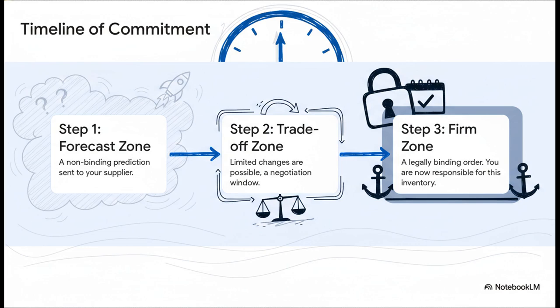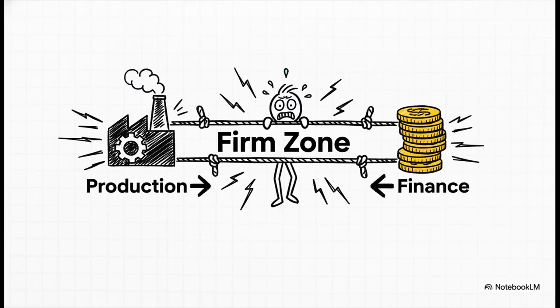And here's the brilliant part about how a scheduling agreement manages risk. It's not just one big order, it's a moving timeline. Far out in the future, you have the forecast zone. That's just a friendly heads up to your supplier, no commitment. A little closer in, you hit the trade-off zone, where maybe you can make some small changes. But then you hit the firm zone, and the moment an order enters this window, boom, it becomes a legally binding commitment. So you see, the firm zone isn't just some technical setting, it's a battlefield.